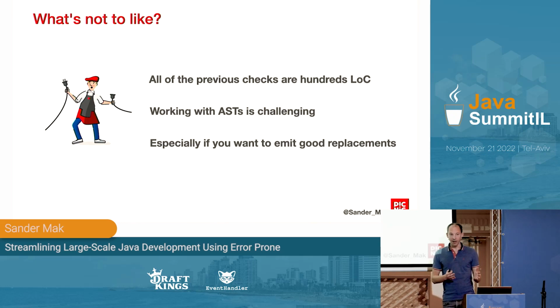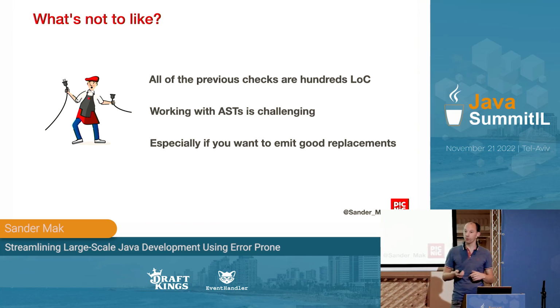So sounds good, right? But there's also a few downsides. In the previous examples of the checks and how we use them, you probably noticed that I only showed the header and not the implementation. That is because some of these implementations can be hundreds of lines of code. And it can be pretty tricky code because you need to know about the abstract syntax tree of Java code. You need to know how to traverse it, how to actually emit the right suggestions if you want to fix it automatically, which is doable, but there's a steep learning curve there. So working with ASTs can be challenging.